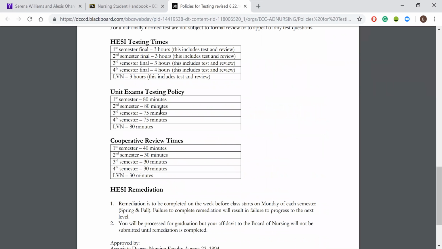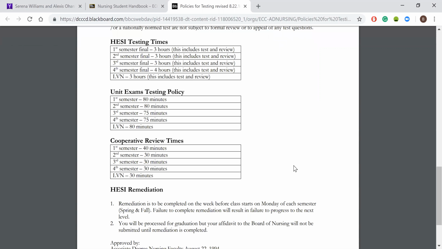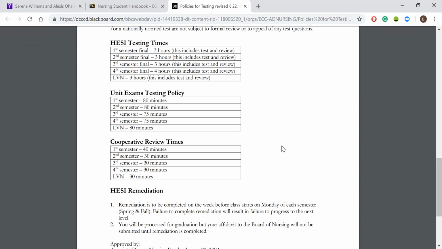Here are your unit exams. Oh, you get 80 minutes. My bad, I actually shaved you off 5 minutes. So 80 minutes and then 30 minutes for cooperative review. So that's 110 minutes total. You'll spend 80 minutes on the exam, and then you'll have 30 minutes to do the cooperative review, and then that'll be that. Make sense? Yes, ma'am.